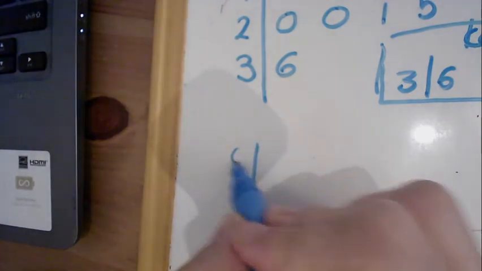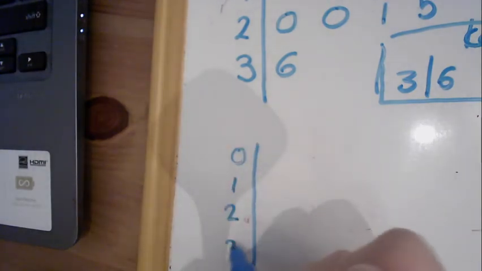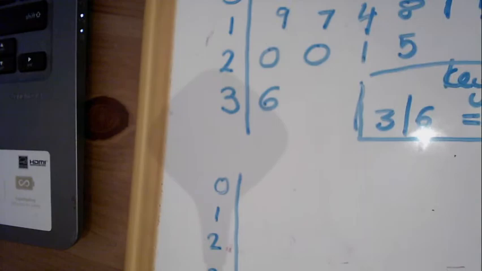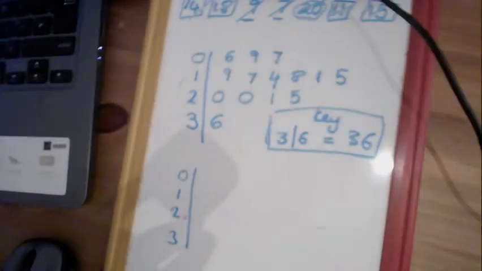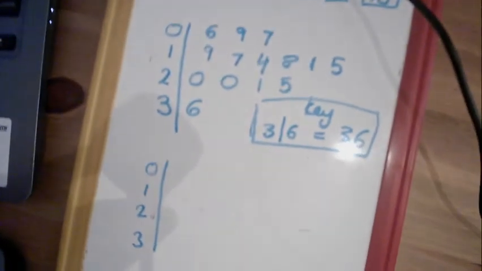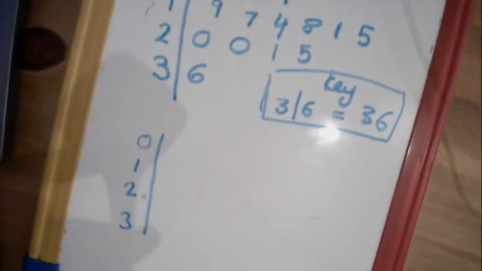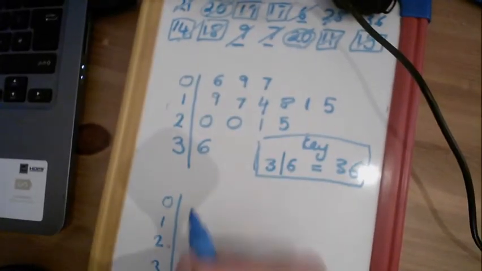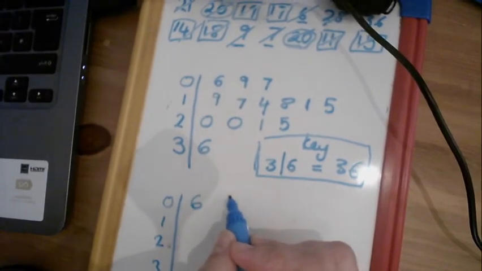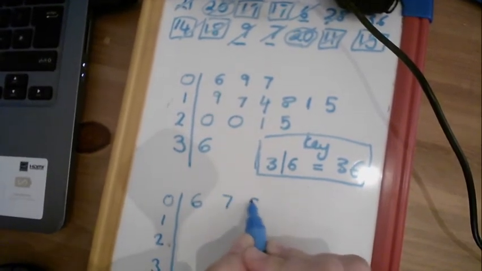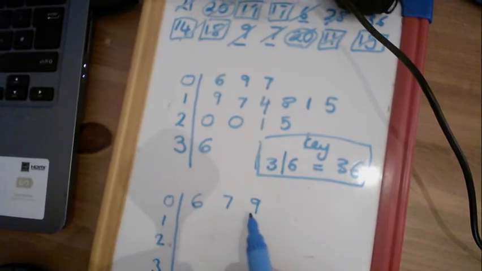But what were my numbers? 0, 1, 2, and 3. Right, let's have a look at the numbers. So, in the first section, I had a 6, a 9, and a 7. Now, they're not in order, are they? So let's put them in order. The smallest one is 6. Then we have a 7. Then we have a 9. They now go from smallest to biggest.